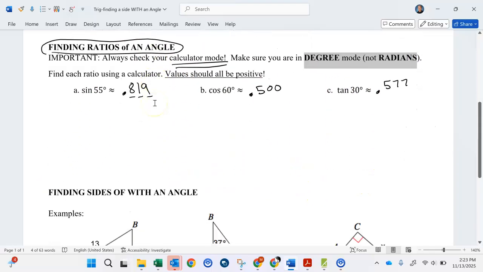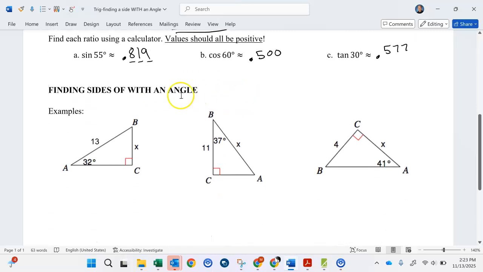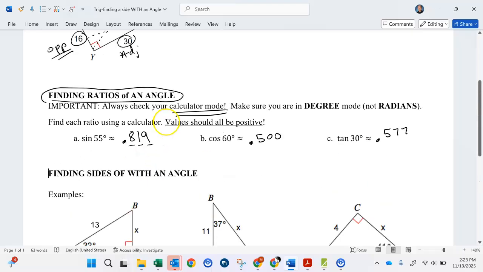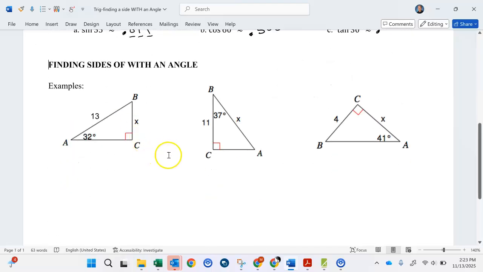Okay, so now what we're going to do is find the sides of a triangle. So remember before in the review we had side, side, side. We had all the sides, but we did not have an angle. Today we're going to learn to find this side right here, x. We don't know what x is equal to, right? But what we do have is one side given and one angle given. So we're going to use trigonometry to get it.